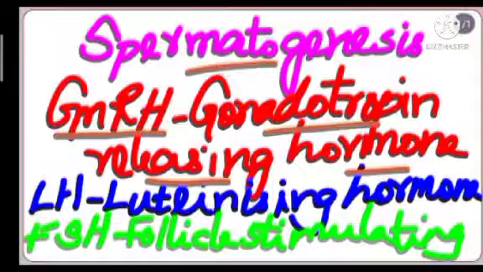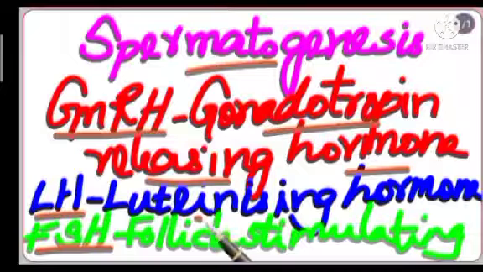Okay. So, what is the role of GnRH? It acts on the anterior lobe of the pituitary gland and stimulates it to secrete two gonadotropins. What are the two gonadotropins? LH and FSH. LH is luteinizing hormone and FSH is follicle stimulating hormone. Okay, so these two are the hormones secreted by the anterior lobe of the pituitary gland and they are called gonadotropins because they have an effect on gonads.